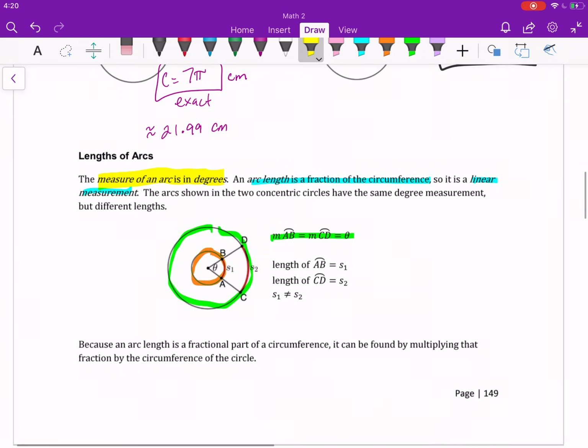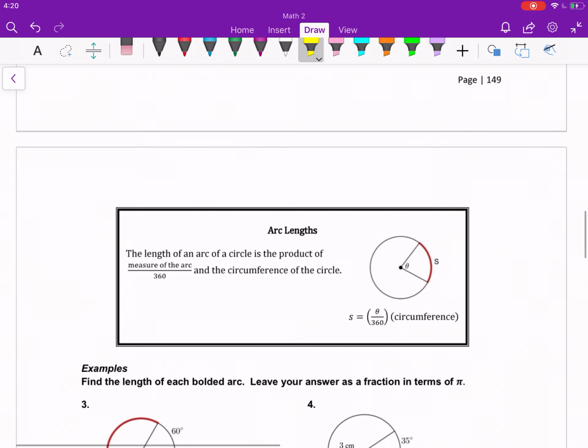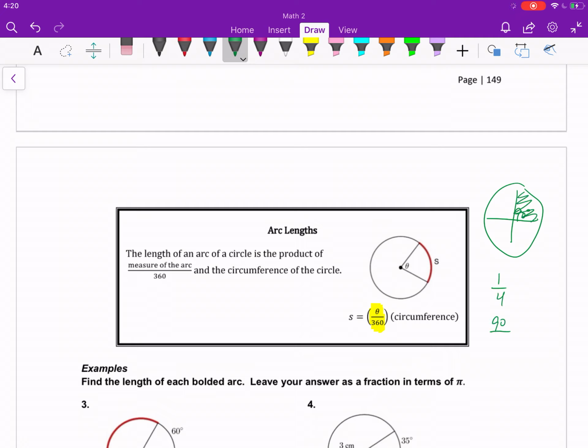So because an arc length is a fractional part, in order to find the arc length, you figure out what fraction of the circle this is included. So for instance, 90 degrees right here would be a fourth of the circle. And you can find that by doing 90 divided by the full 360. That's what this is saying. And then you find the arc length by multiplying that fraction by the circumference.